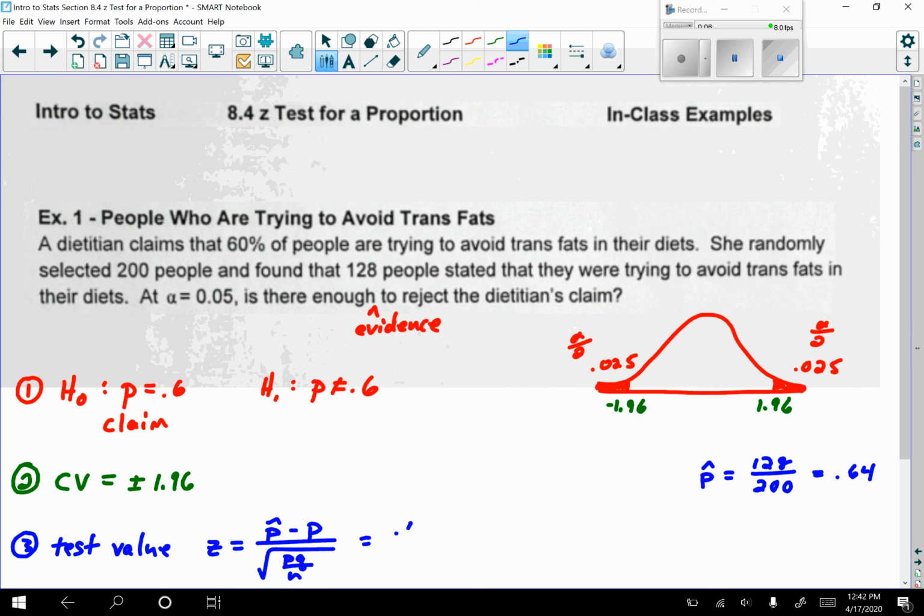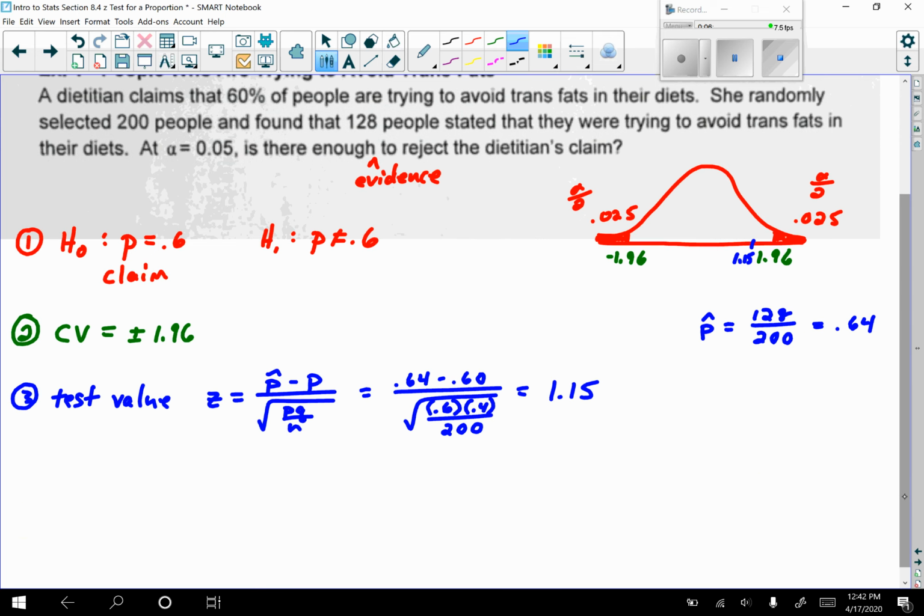So we're getting 0.64 minus 0.60 divided by, again, p is 0.6, that makes q 0.4, and our sample size is 200. So pause the video, go ahead and calculate this, and you should be getting positive 1.15. So if I go to plot this on the sketch up here, 1.15 is showing up in the non-critical region. So our decision is that we do not reject the null hypothesis.